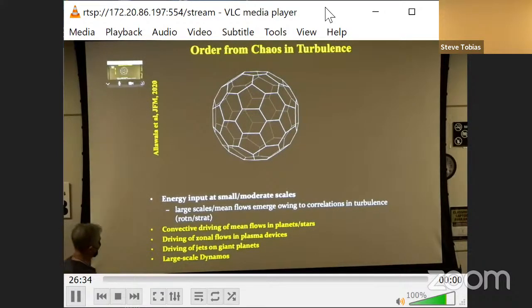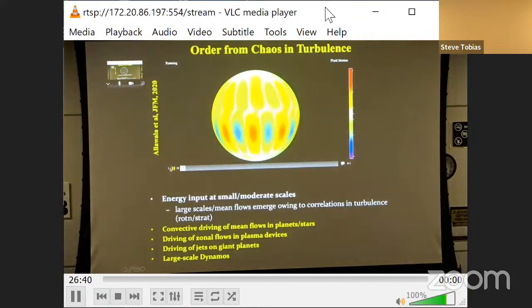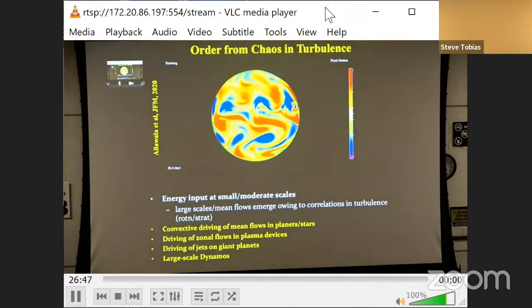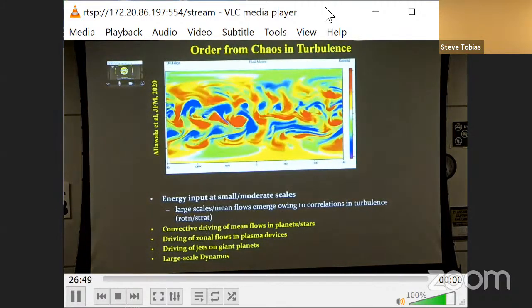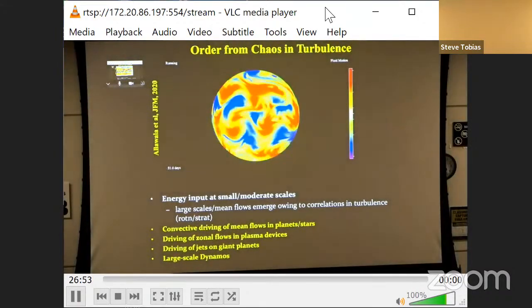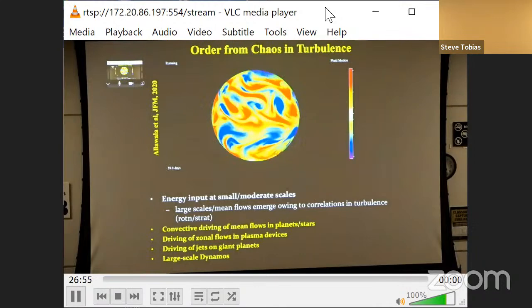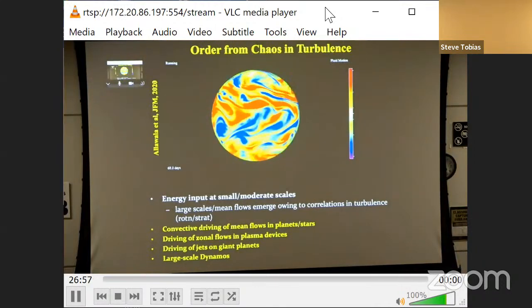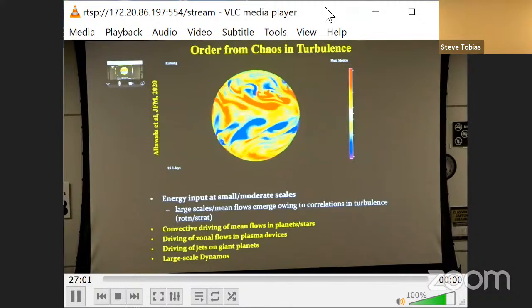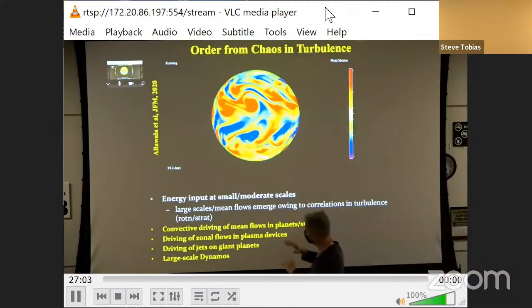Okay, and so I have a little movie showing this one. So we're injecting energy. I'll tell you what this is a bit later on. We're injecting energy into small scales. This is a rotating planet. It goes turbulent, but there's no sign of order yet. We keep going, we keep going. What we're seeing here is the radial vorticity on a surface. It doesn't really matter what it is.